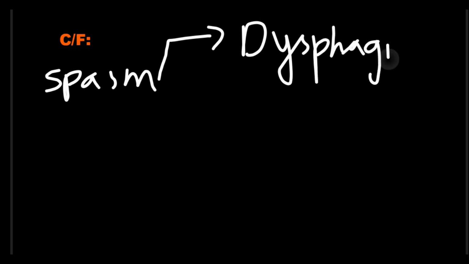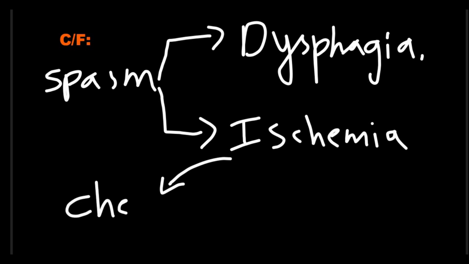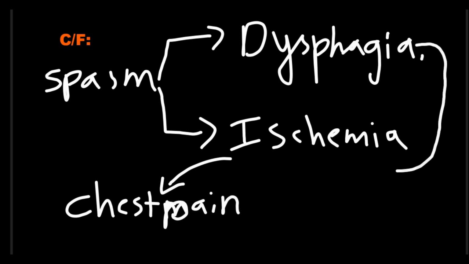Clinical features. Due to the spasm, an obvious thing that comes to mind is dysphagia. Additionally, this spasm also results in ischemia of the local vessels, which can result in chest pain. And obviously, since dysphagia is there, we may also see weight loss in the patient.